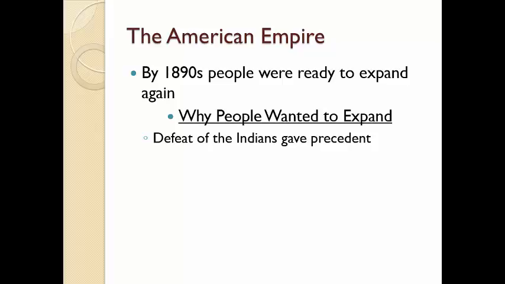Number one, the defeat of the Native Americans gave a precedent. We knew that we could take it on, so to speak. There were fears that our natural resources were going to dry up. Remember, we are still industrializing. We're still building factories. We're still building railroads. We need more oil. We need more coal. We need more iron ore. And so we were afraid we would eventually run out. And so expansion was seen as a way to gather more natural resources without using up our own.